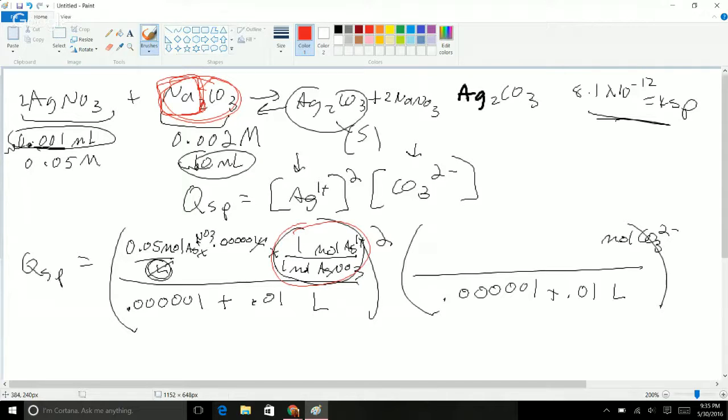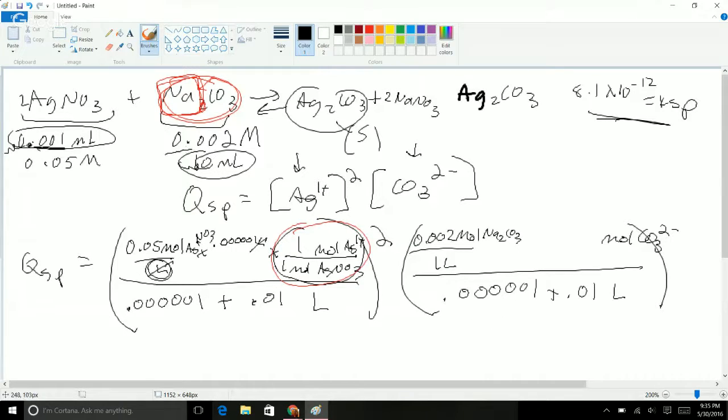So let's go over to my carbonate one over here and see if it's going to matter. Okay, I'm trying to get the moles of carbonate on top. So I'm going to start with what I got in my carbonate. I have 0.002 molar, or 0.002 moles per 1 liter by definition, of sodium carbonate.